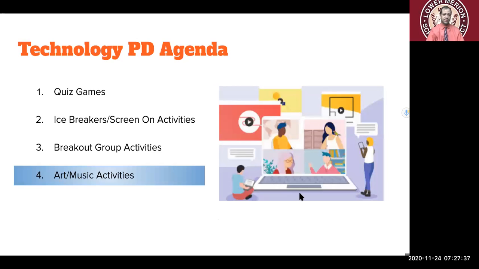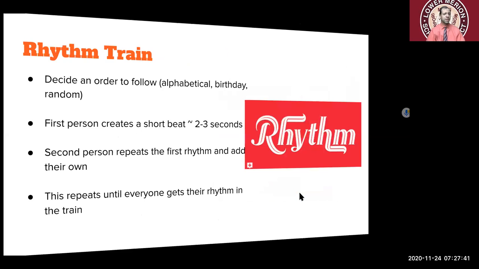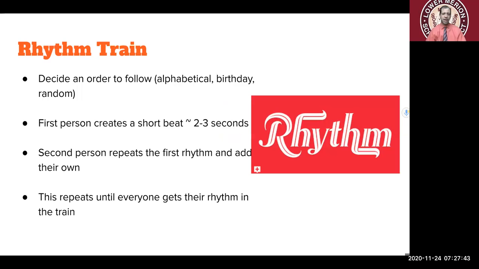The last types of activities I have are art and music activities. So the first one is Rhythm Train. You want to decide on an order to follow, whether that's alphabetically, birthday, random, however you decide, and the first person creates a short beat.